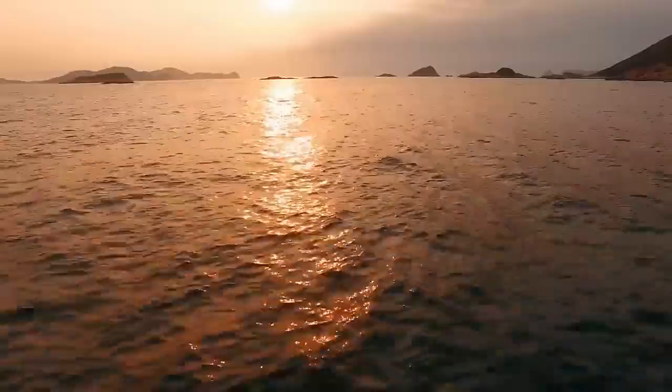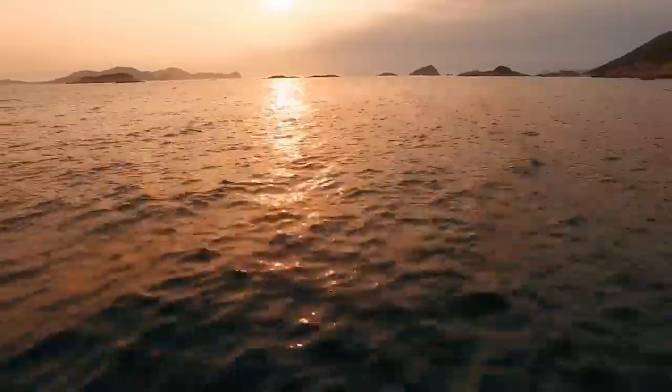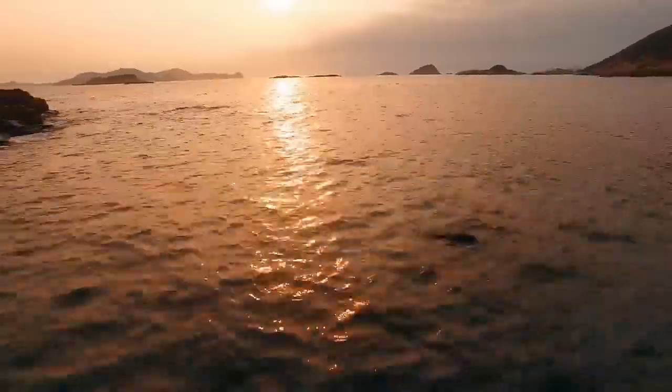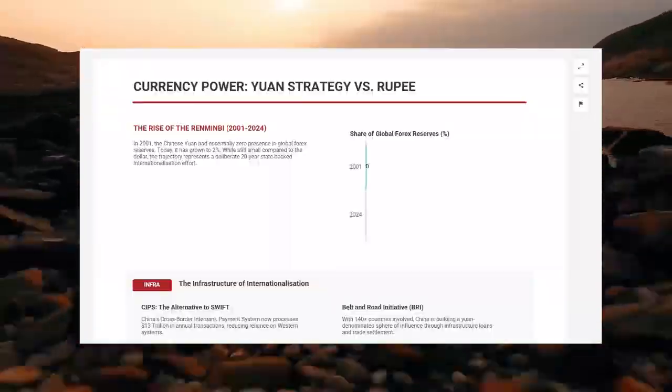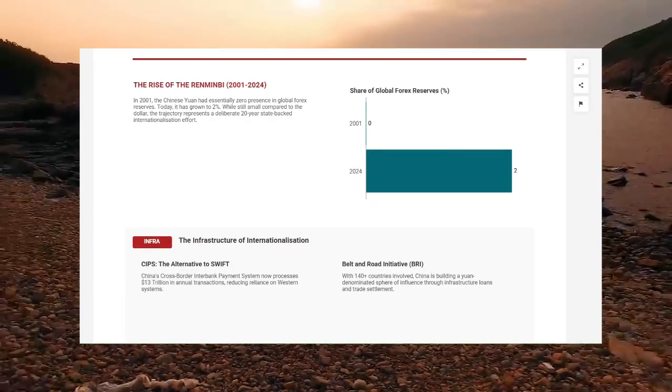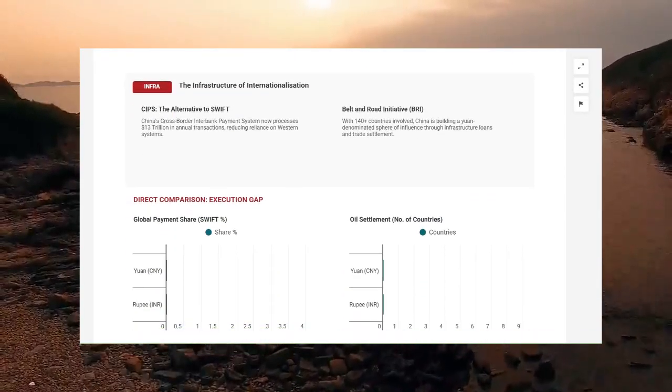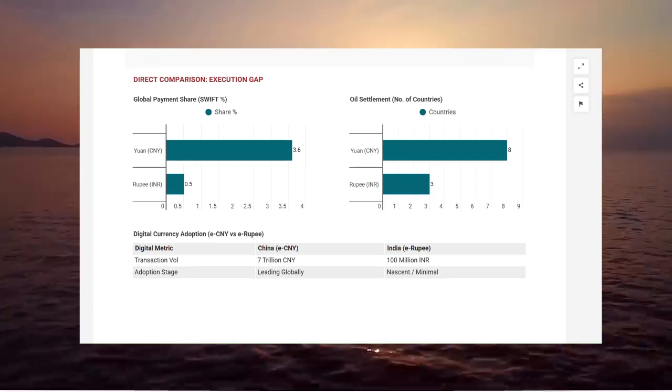Section C. China's Yuan strategy versus India's rupee. Now consider China. In 2001, the Chinese Yuan, renminbi, had essentially zero presence in global forex reserves. Zero. Today it holds 2% of global reserves, still small but growing.